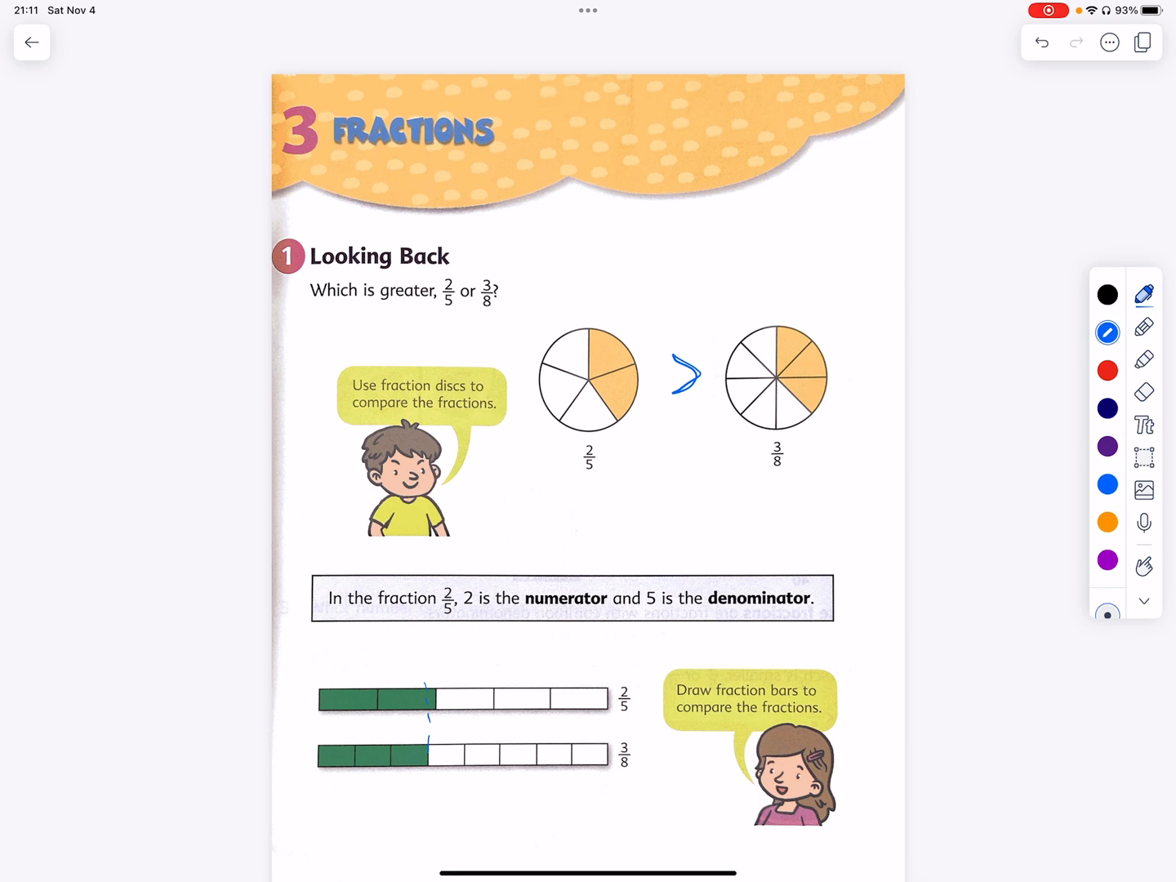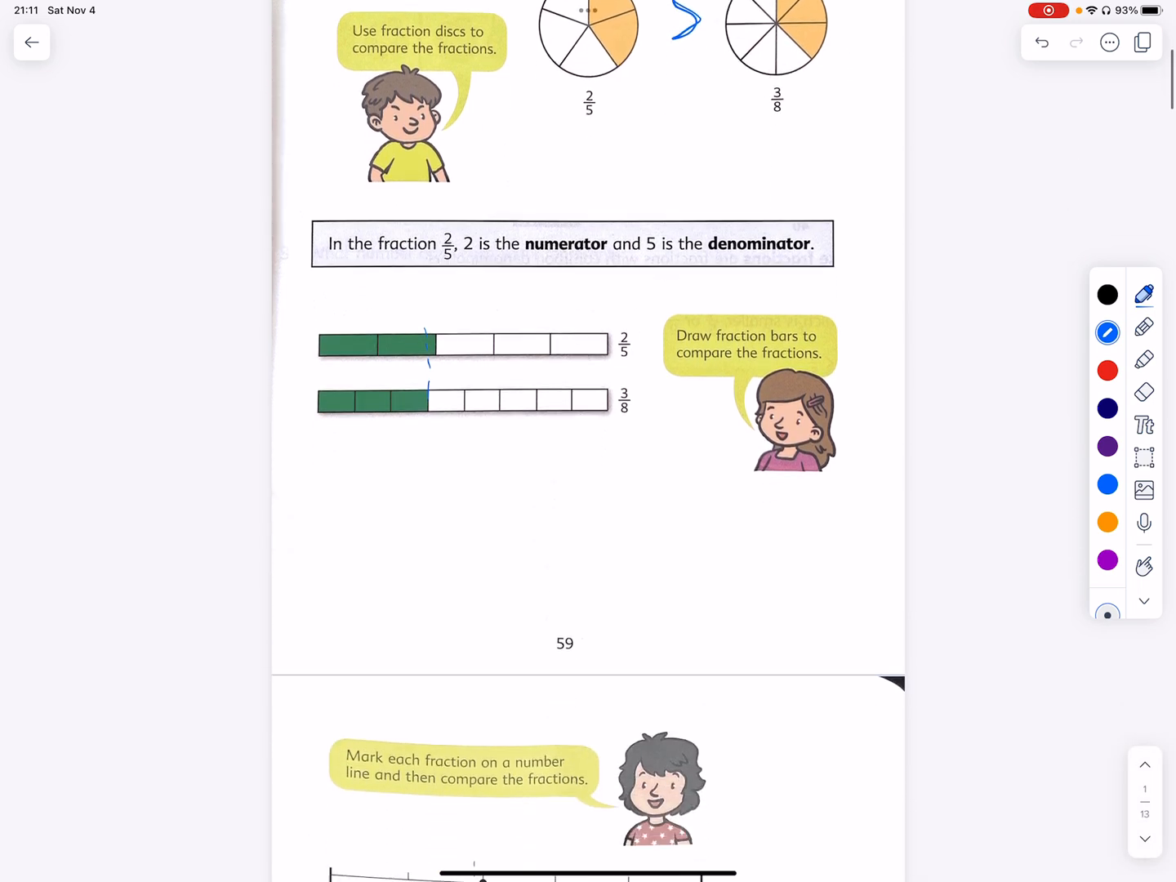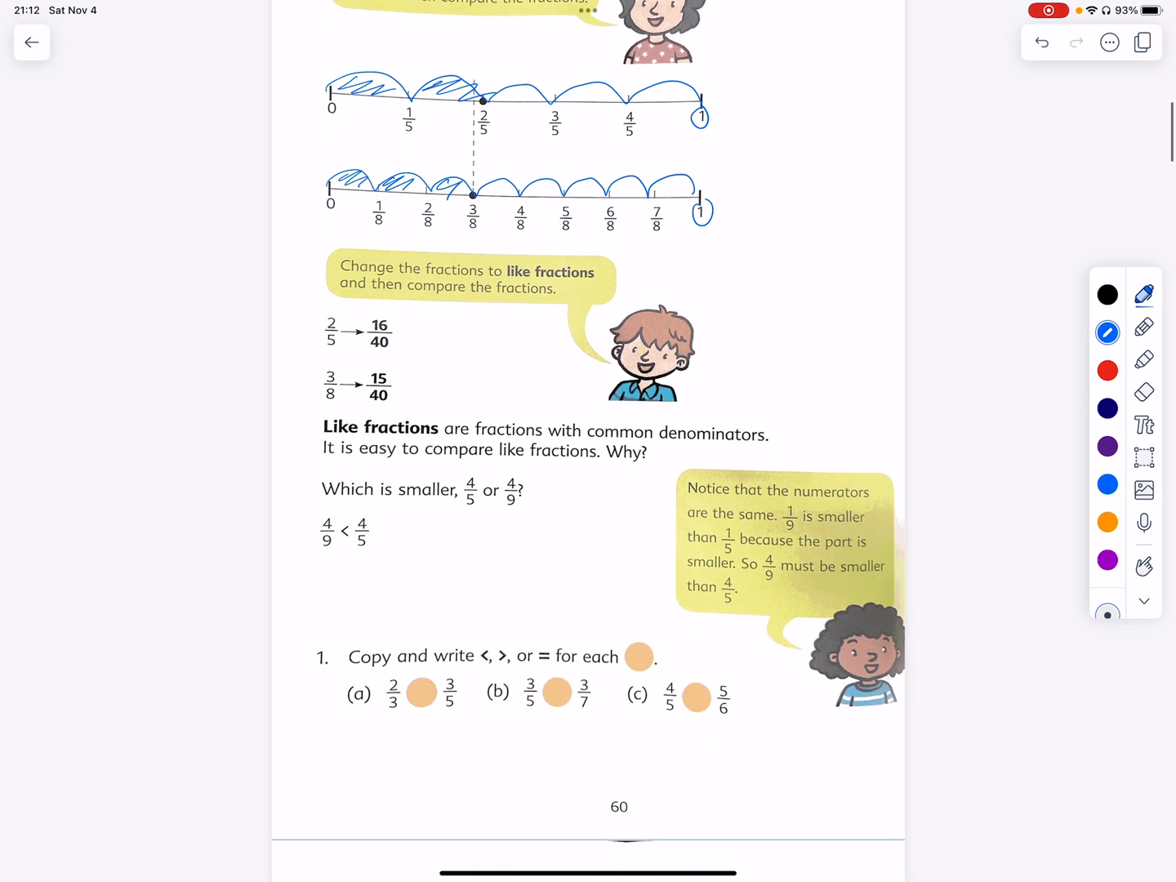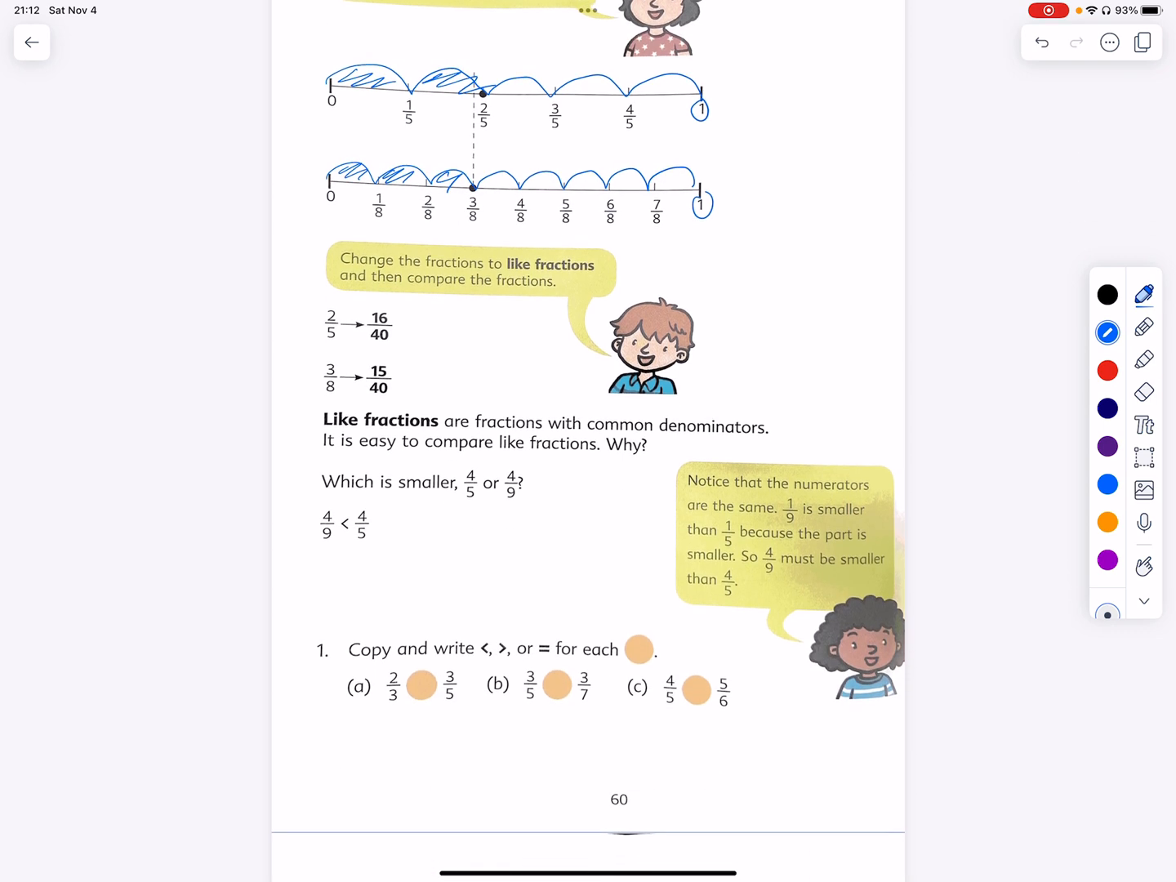But before I go into comparing visually using bar models or even in a number line, look where 2/5 belongs in a number line. We split one whole, 0 to 1, into 5 equal parts or into 8 equal parts. And of course, 1 out of 5, 2 out of 5 is a little bit larger than 1/8, 2/8, and 3/8. But the most sure shot to compare fractions, I'm now on page 60, is not visually, not using a bar model, and not even the number line.